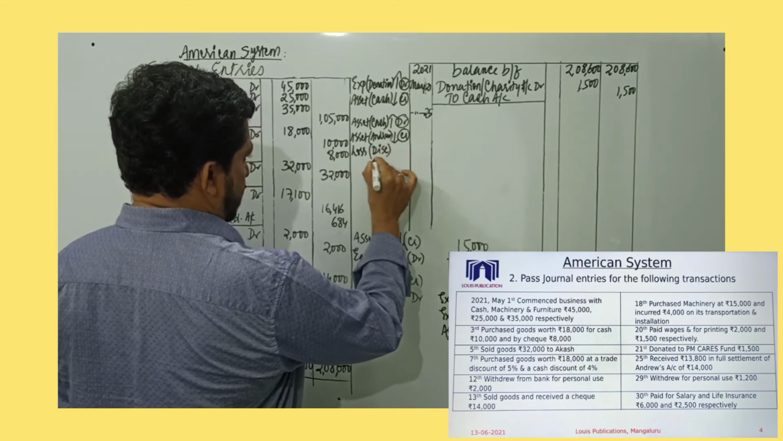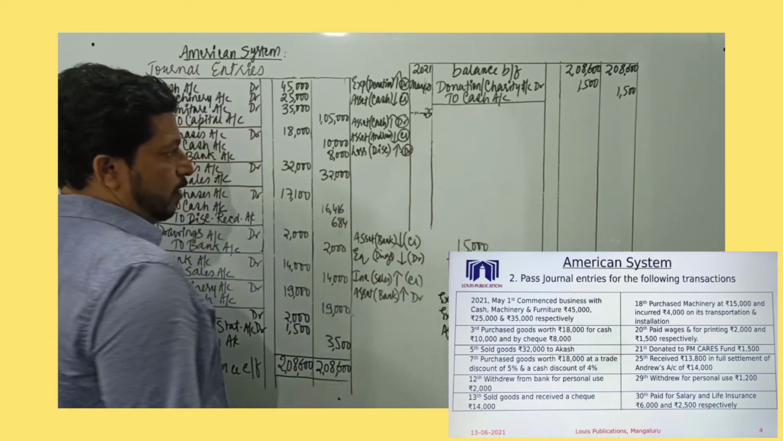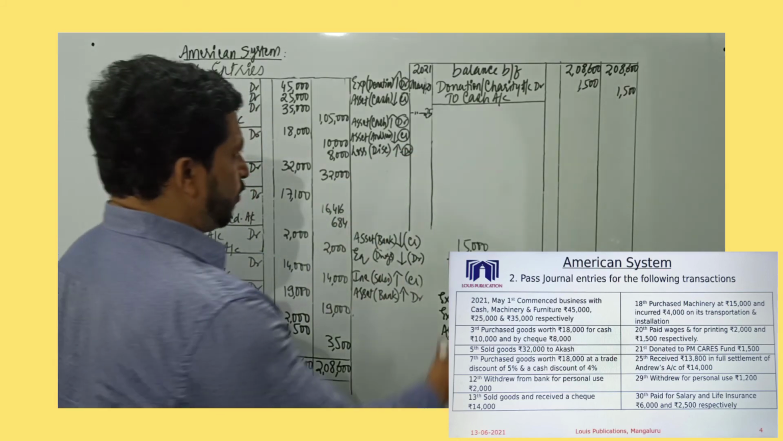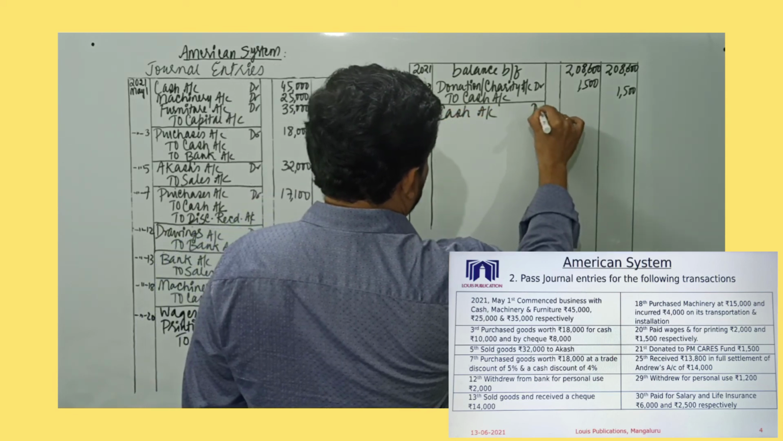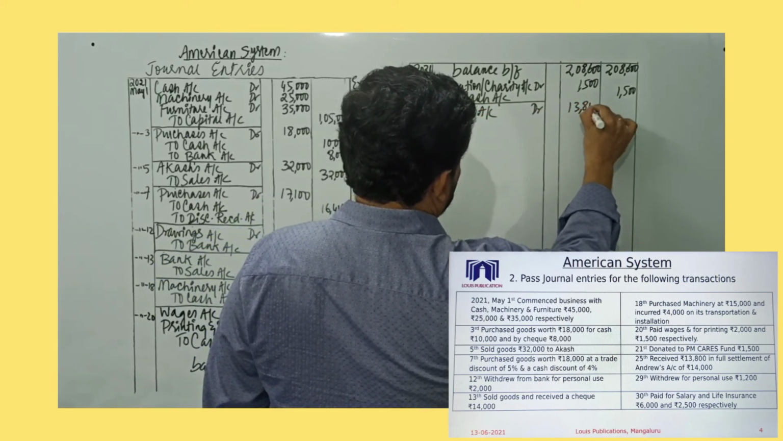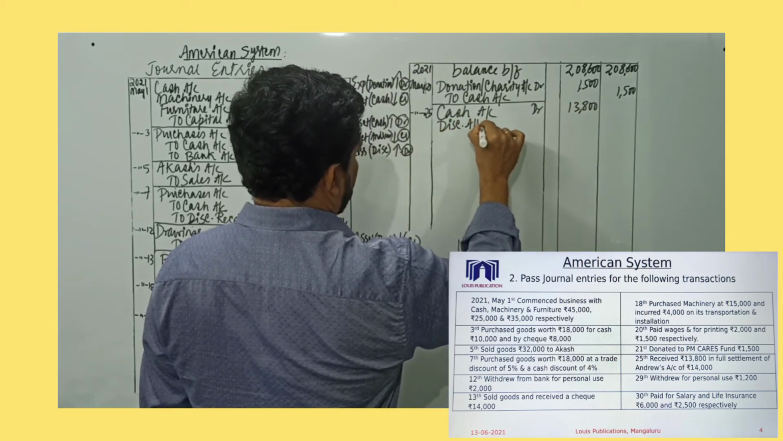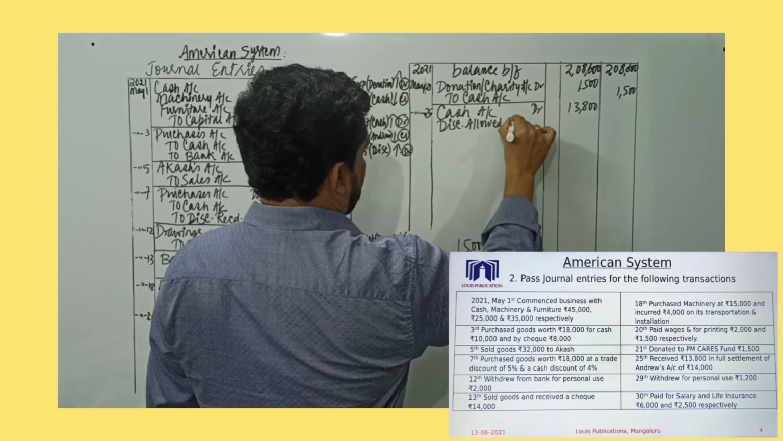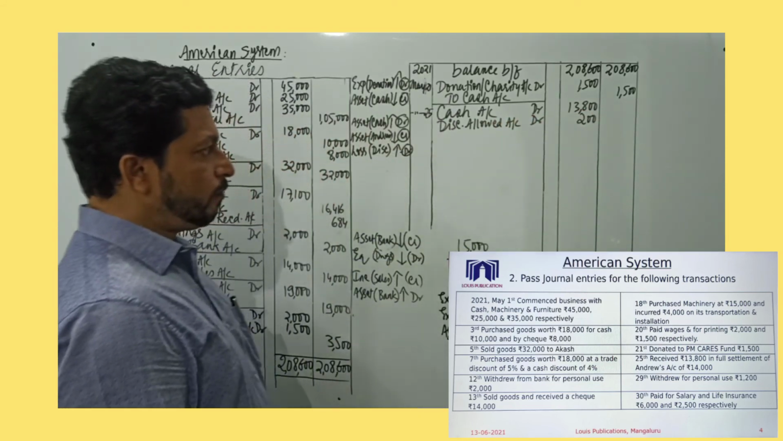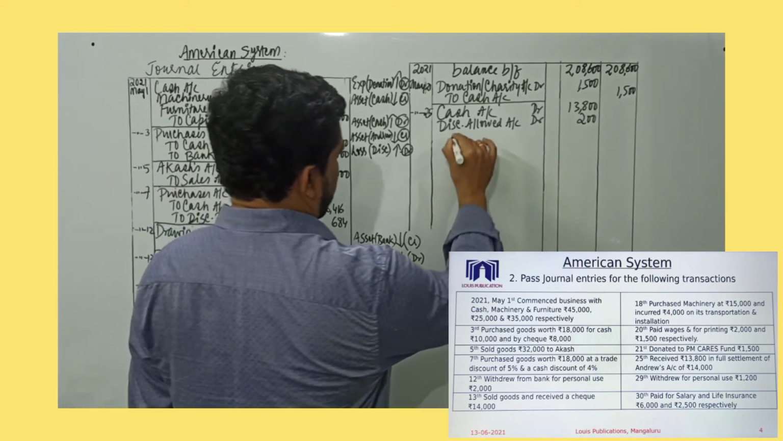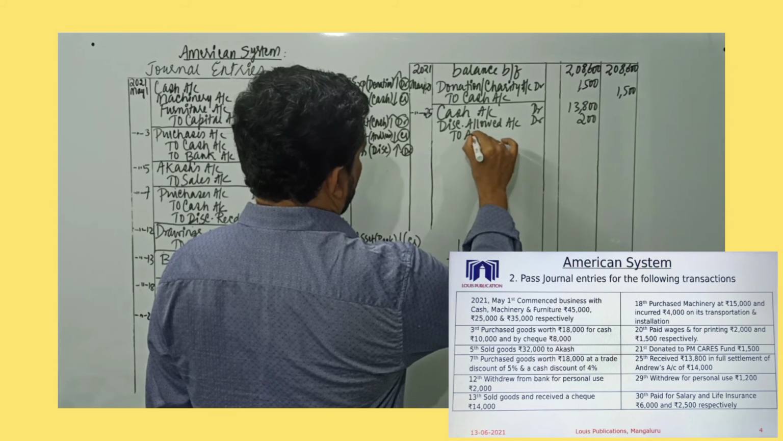So expenses and losses increase. Increase is always a debit. So the entry would be cash account debited. So we have received 13,800 rupees. Then we have discount allowed account, which is 200 rupees. Then we have to Andrew's account.